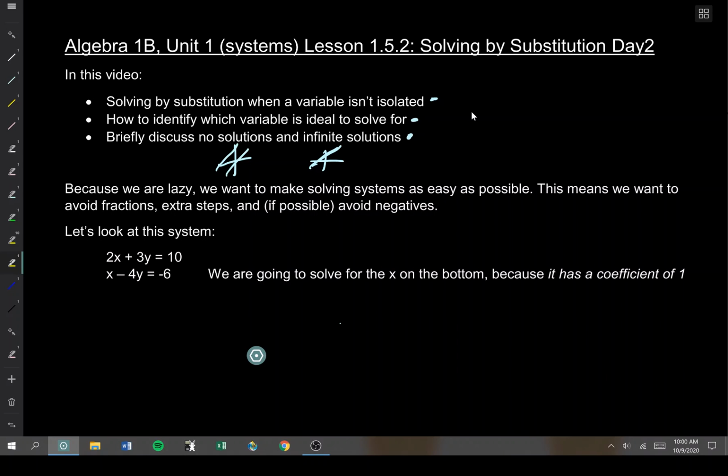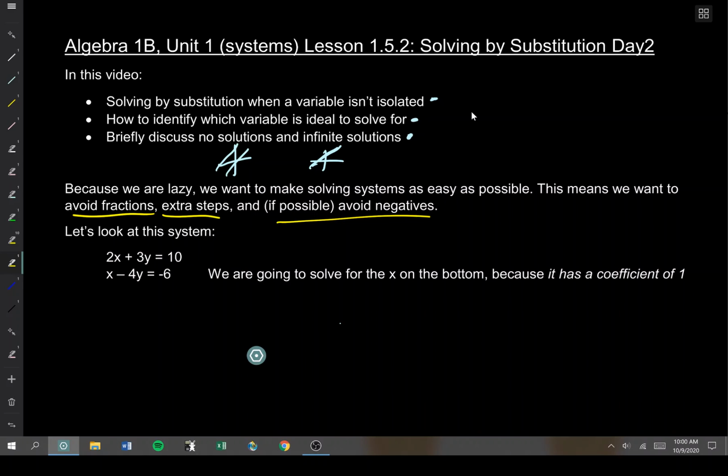So because we are lazy and want to make this as easy as possible, we avoid fractions at all costs. We avoid extra steps, and if possible, we avoid negatives. You can't always avoid negatives. You also can't always avoid fractions, but we can work really hard to avoid these things. So take a look at this system right here. 2x plus 3y equals 10, and x minus 4y equals negative 6.